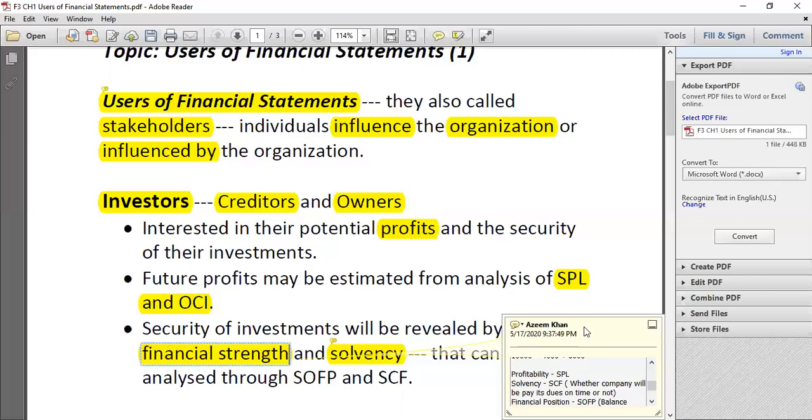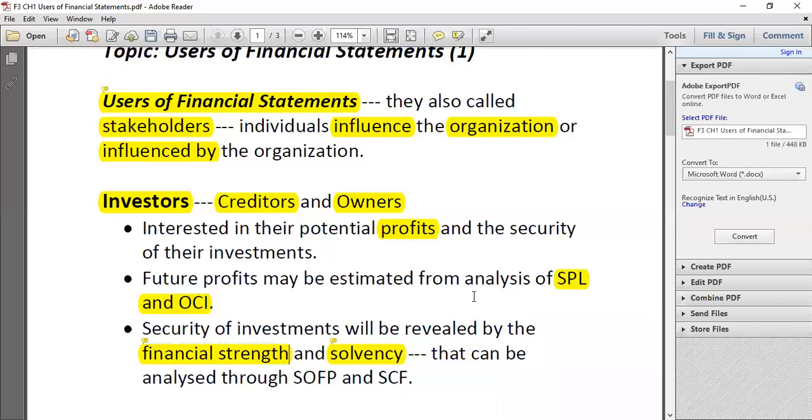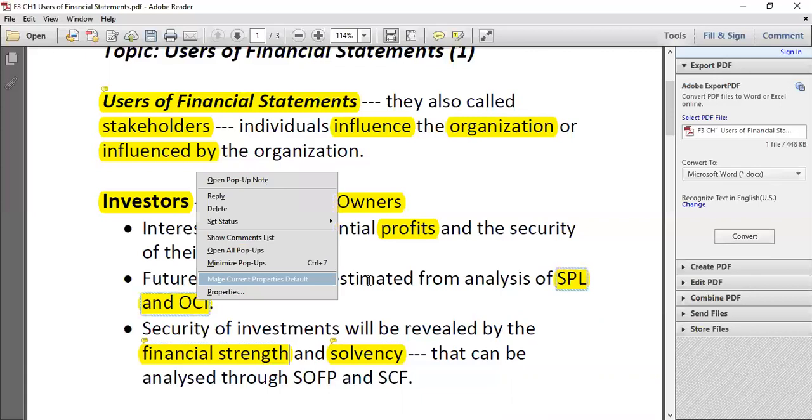Clear or not? Yes. Anyone have a question? Teacher, I have one question. One is SPL, statement of profit and loss, and another is OCI. What's the meaning? OCI, other comprehensive income.